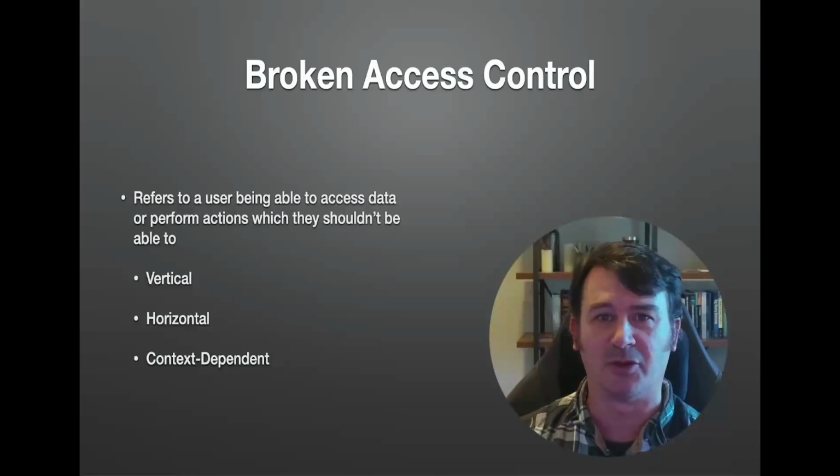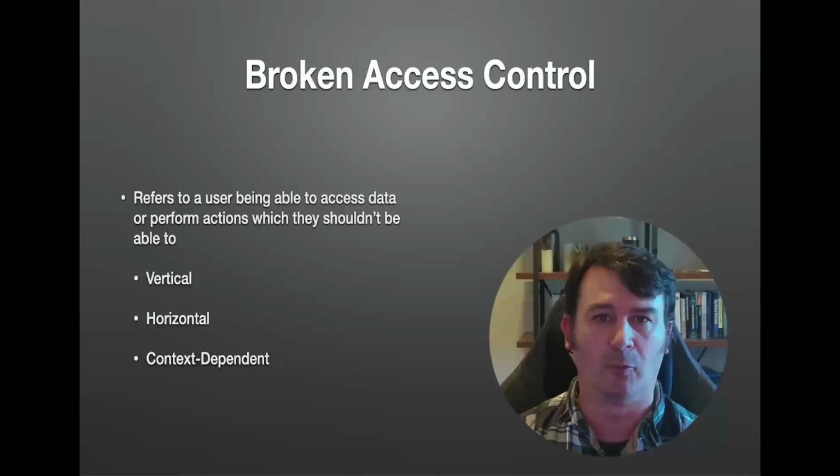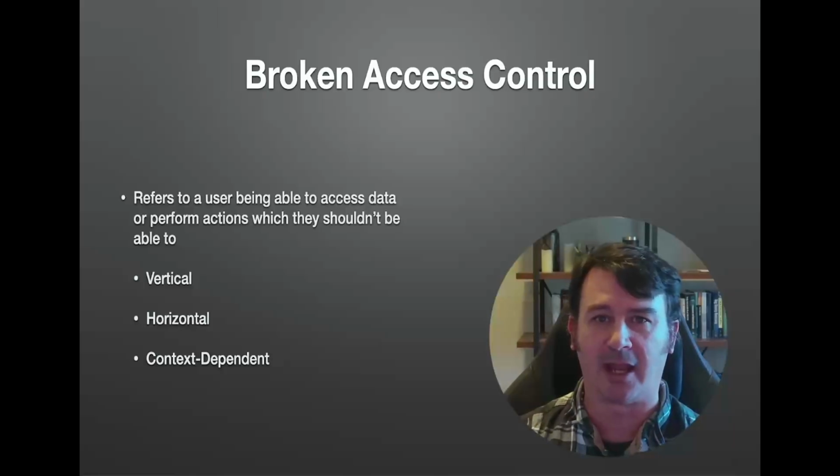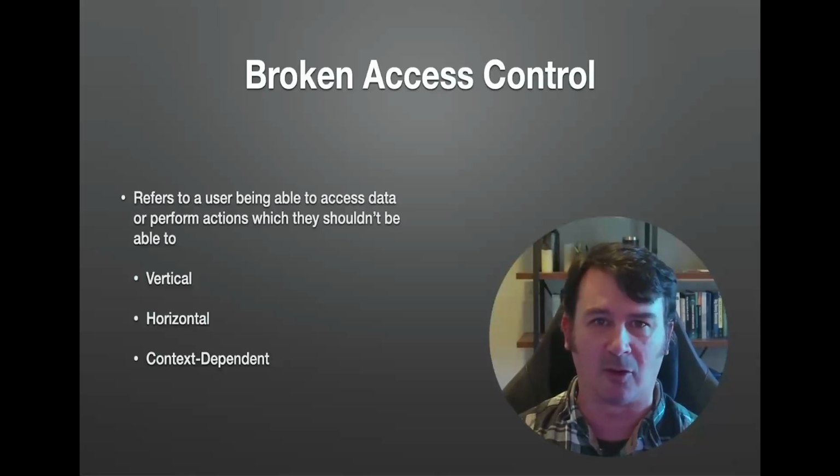Horizontal access control issues, where a user may be able to view data or see things belonging to another user that they're not supposed to be able to see. And then context dependent really just refers to the application state and how the user interacts with the application. A good example from PortSwigger is the application may prevent you from modifying your cart after you've gone on to payment, or something along those lines.